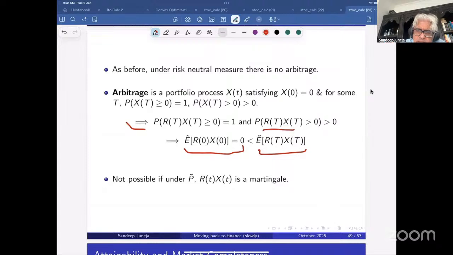So if there's an arbitrage, then the discounted portfolio process is not a martingale. Given that the discounted portfolio processes are martingales, there is no arbitrage. So under the risk neutral measure, each discounted portfolio process is a martingale, and hence there's no arbitrage.